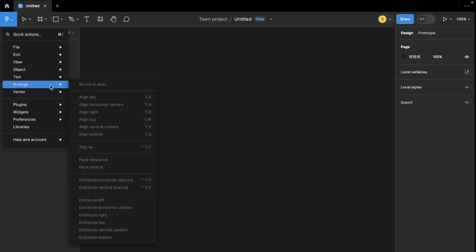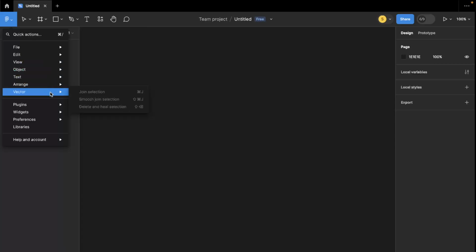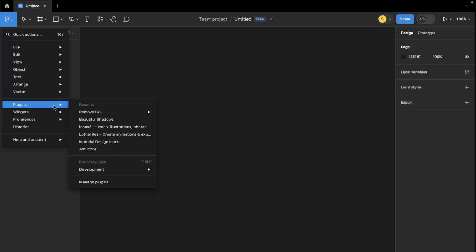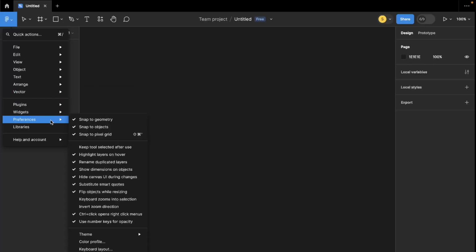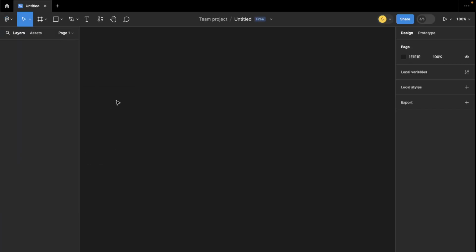We have text, we have arrange, we have a vector. What is vector, what is arrange, we'll see it later in the class. We have plugins. I'll just quickly show you what a plugin is. We have widgets, preferences, libraries, help account. Okay, the basic stuff. Now this is nothing but move. So if you want to move something, if you want to move one thing to other, see all of this. This is where your default setting would stay.